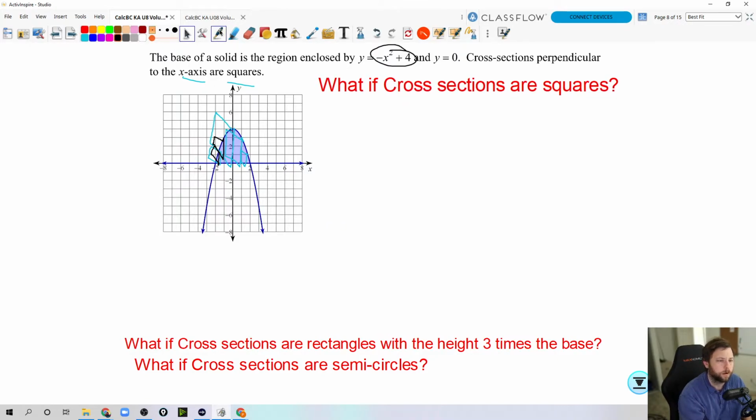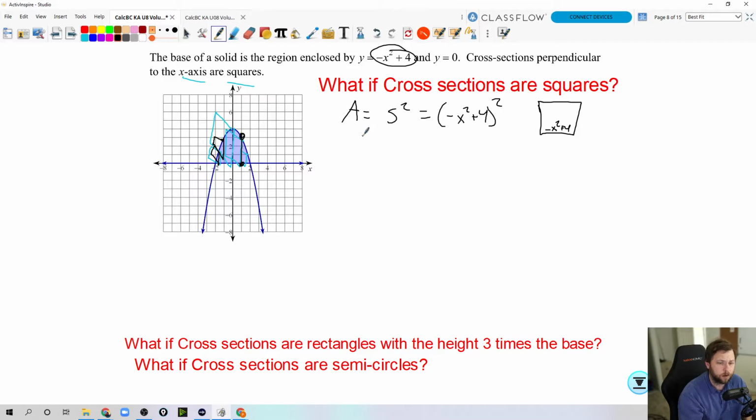What if these were squares as cross sections right here? I'm going to do this one first. So the area is going to be side squared because we're dealing with square cross sections. And so it's one length of one base. Well, the base is going to be the length from the x-axis up to that function right there. And that's going to be the y value of that function. So the base is just going to be negative x squared plus 4. So I know my area formula is going to be negative x squared plus 4 squared.